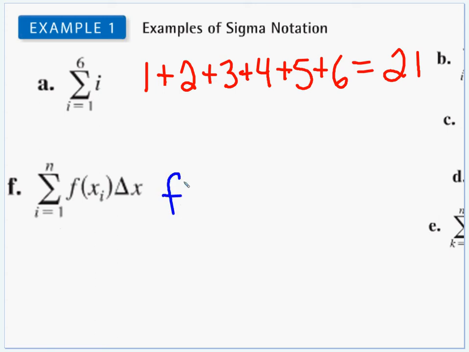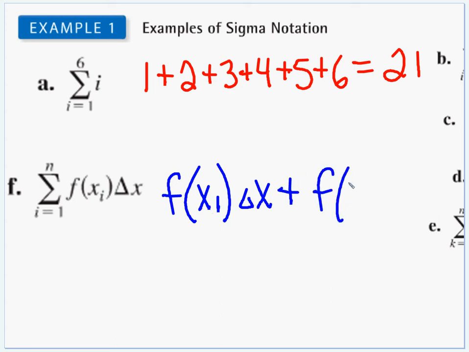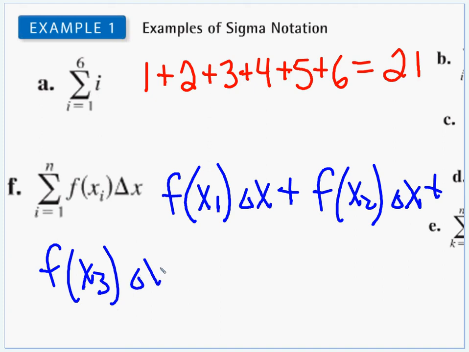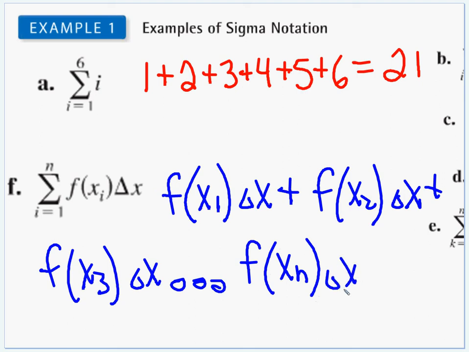So our first term is going to be f of x sub 1 times quantity delta x. Plus, next would be f of x sub 2 times delta x, plus, moving down here, f of x sub 3 times delta x, dot, dot, dot. Here's our last term, our nth term, f of x sub n times delta x. And there it is, some examples of sigma notation.